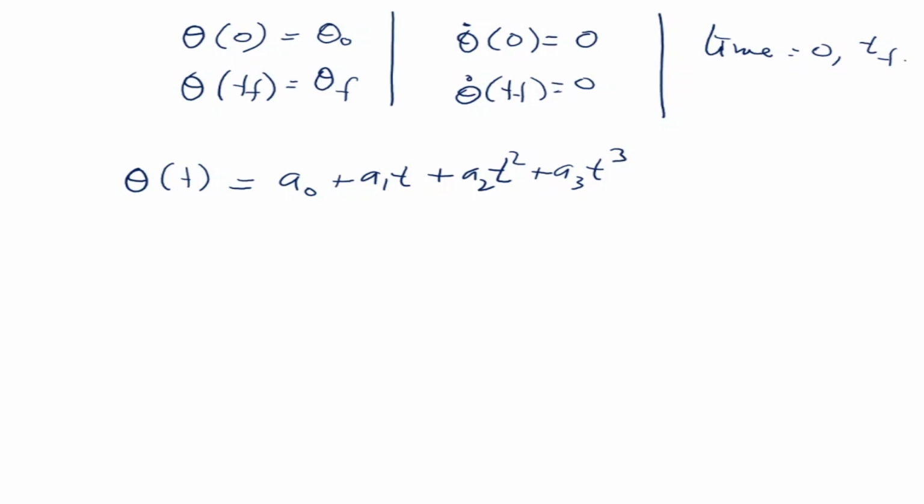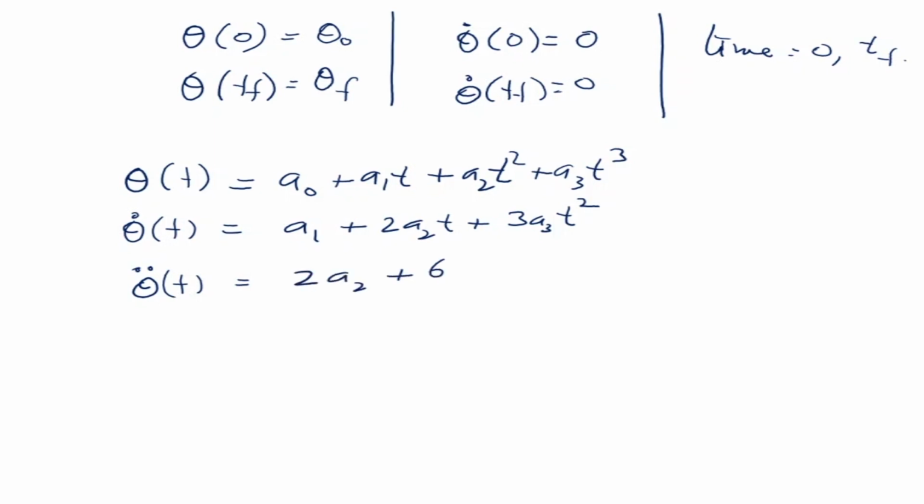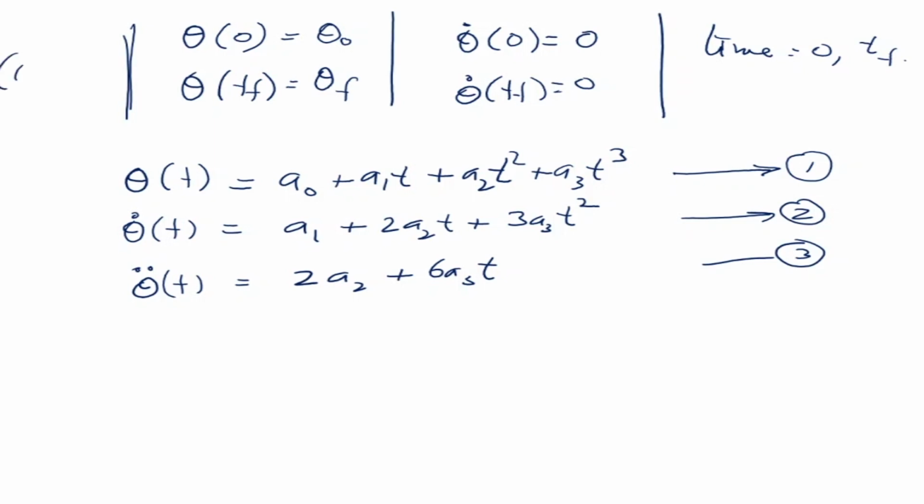Now how do we solve? Let us find the derivative of this. The velocity is equal to a1 plus twice a2 t plus thrice a3 t squared. What about theta double dot t? If I differentiate with respect to t, I get 2 a2 plus 6 a3 t. So we have seen velocity and we are seeing acceleration. Let me call this equation 1, this equation 2, and this equation 3. So I take my constraints. These are my constraints.